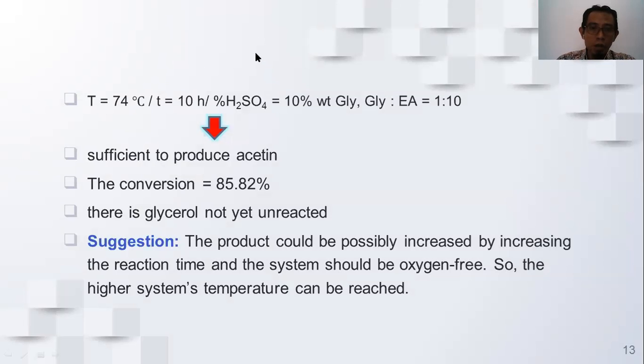The reaction condition of this work is sufficient to produce acetin, although the conversion is 85.82%. It means there is glycerol not yet reacted. So based on this research result, we suggest the product could possibly be increased by increasing the reaction time, and the system should be oxygen free, so the higher system temperature can be reached.